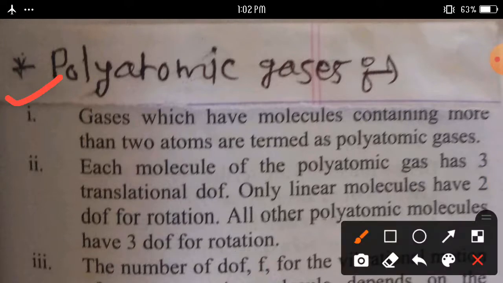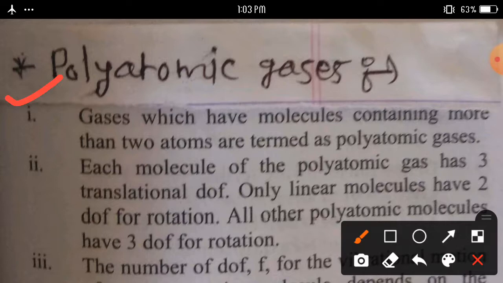Gas which have molecules containing more than two atoms are termed as polyatomic gases. Each molecule of the polyatomic gas has 3 translational degrees of freedom. Only linear molecules have 2 degrees of freedom for rotation. All other polyatomic molecules have 3 degrees of freedom for rotation. The number of degrees of freedom f for the vibrational motion of a polyatomic molecule depends on the geometric structure of the molecule, that is the arrangement of the atoms in the molecule.